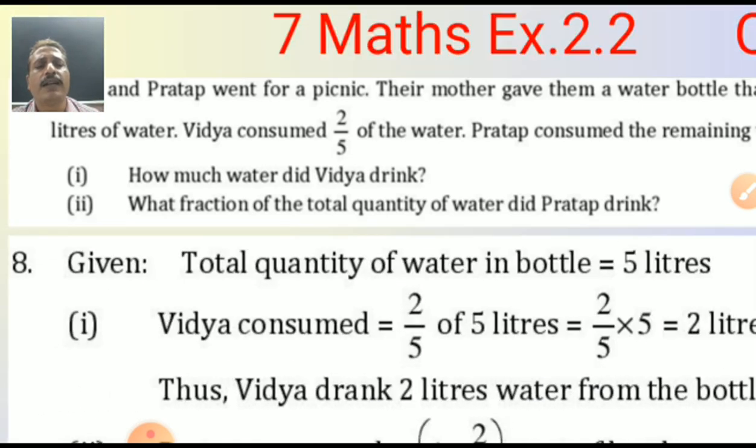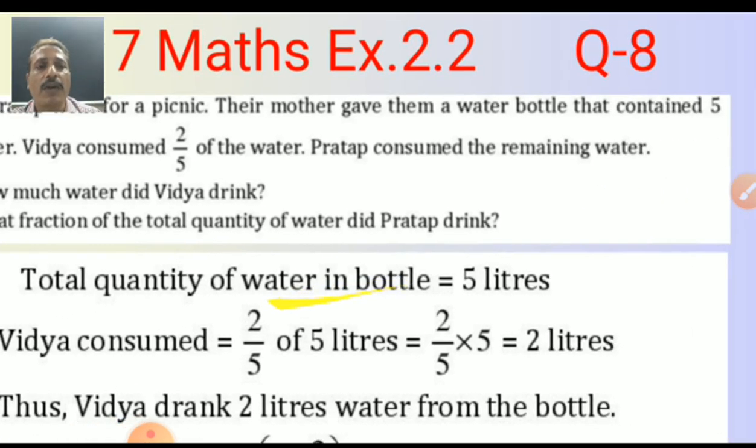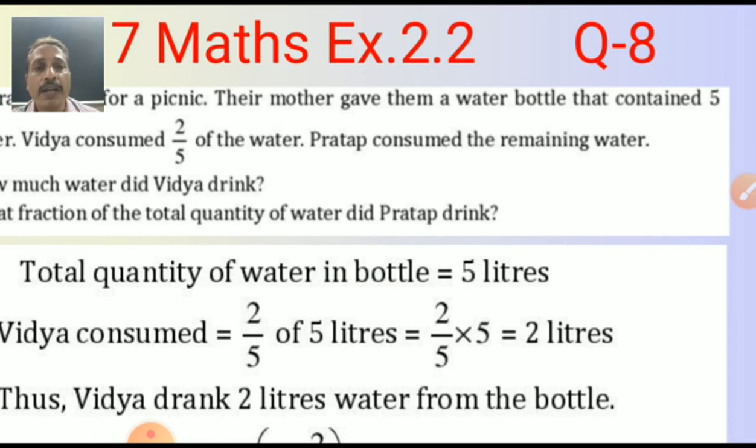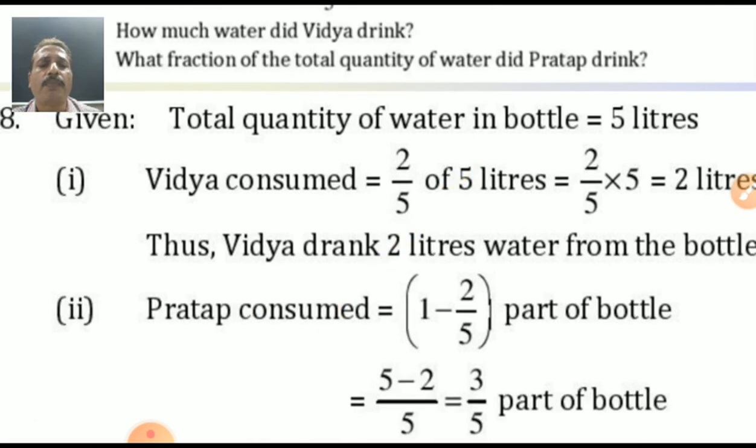What things are given? The quantity of water is given, 5 liters. And for the first question, Vidya drank how much? 2/5 part of the 5 liters. Yes, of means multiply. 2/5 multiplied by 5, 5 cuts. How many liters did Vidya drink? 2 liters. And what about Pratap? 5 minus 2. That means 3 liters of water Pratap took.